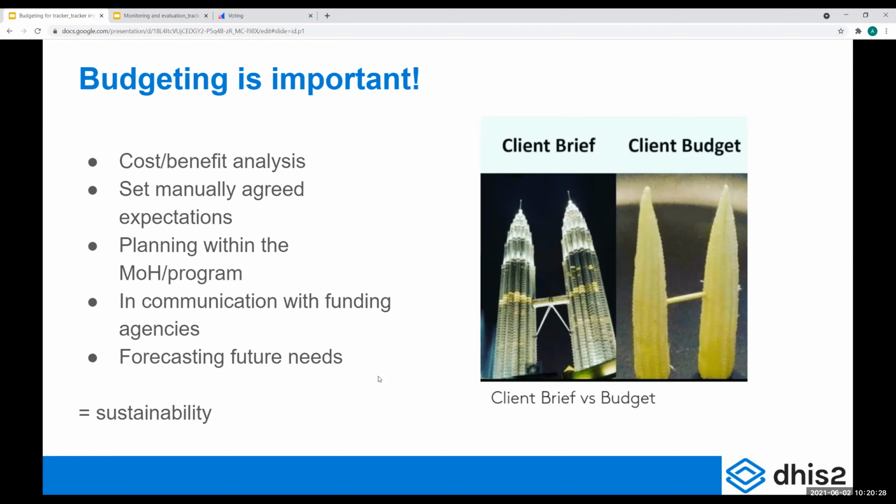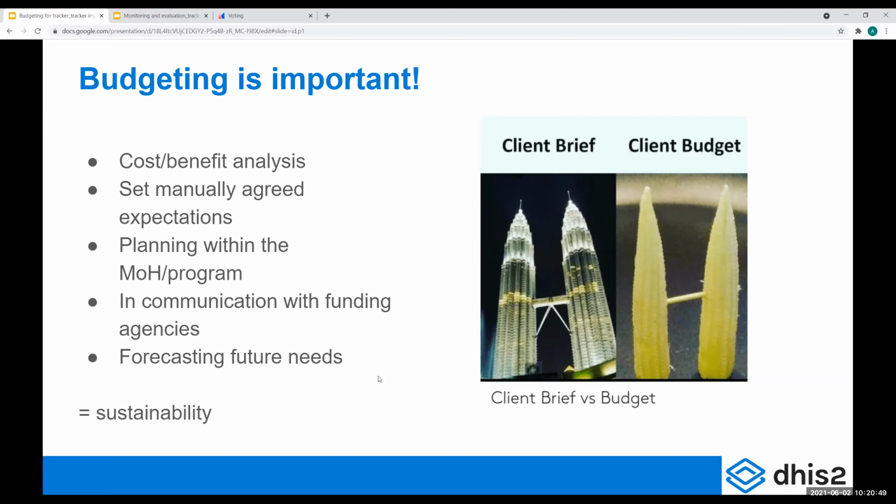It doesn't have to be very, very detailed, but we get an idea of what the upcoming costs are, so that we can also forecast going forward. How many projects can we fund with the pool of money that we have available? And during a budgeting process, it's also important to forecast future needs of funding.